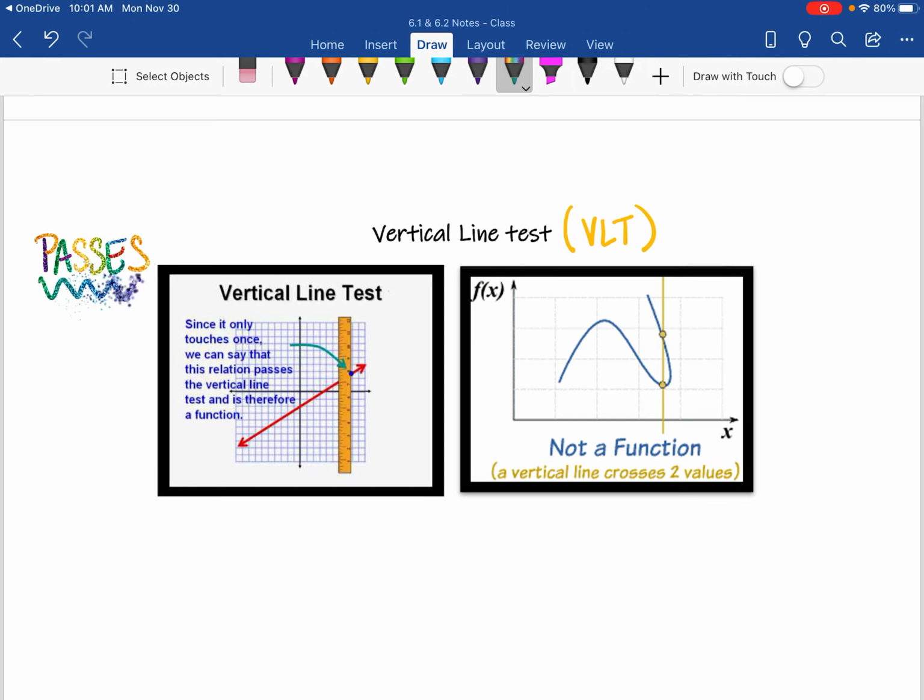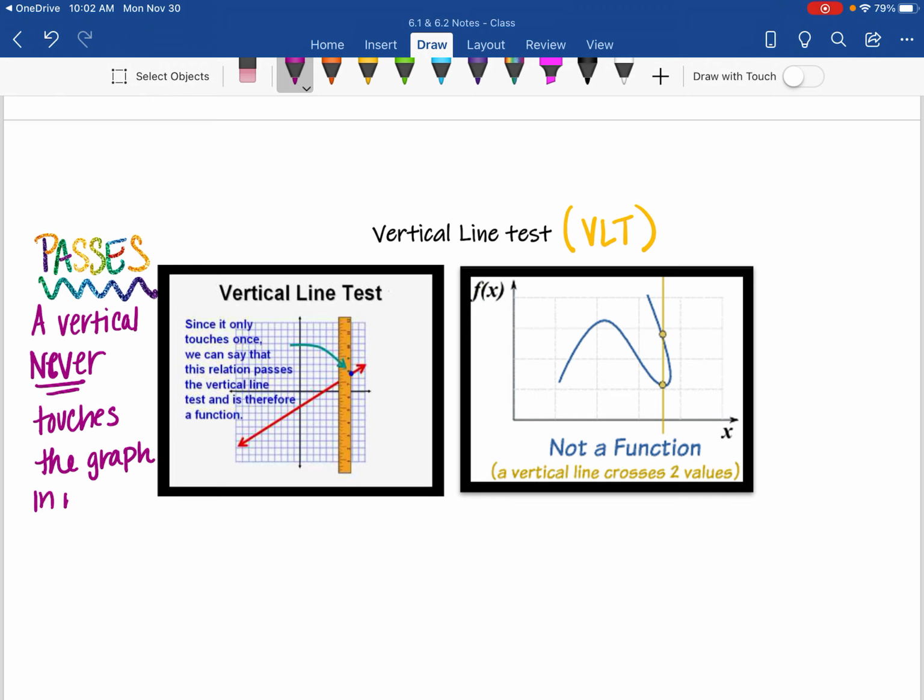Okay, and what I mean when I say passes the vertical line test, it means a vertical line never touches the graph in more than one spot. Okay, so if it passes the vertical line test, it is a function.